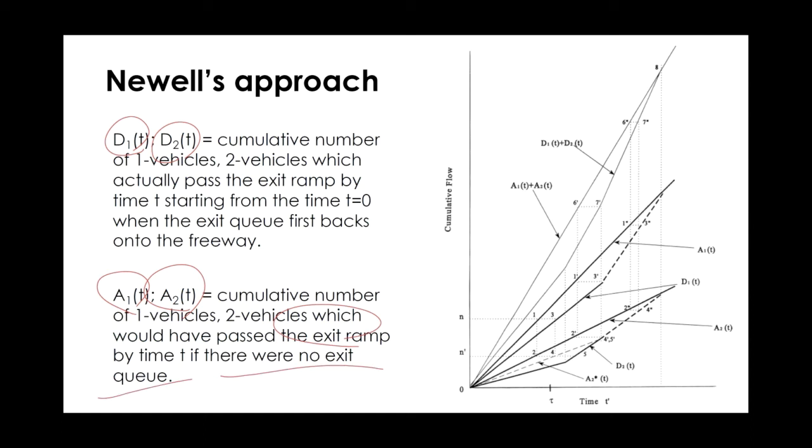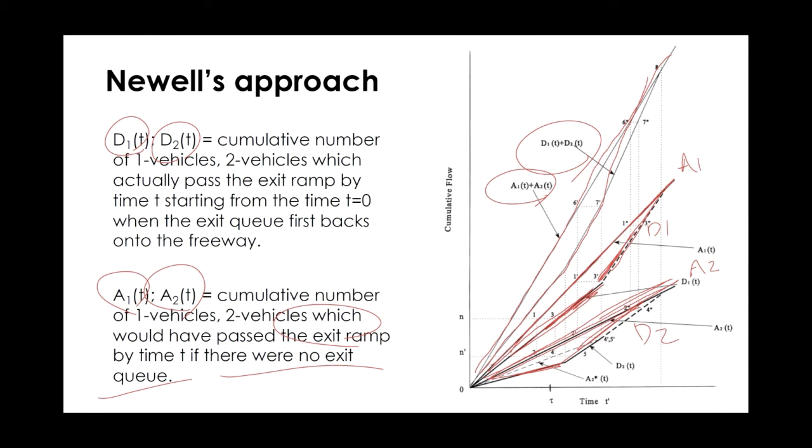Then you can see on this cumulative plot on the right that we have the arrival curve for vehicle type 1. We have the arrival curve of vehicle type 2 in this example. And then we can draw the departure curves of vehicle type 1 and vehicle type 2. If we sum these two curves up, we find another curve which we can call A1 plus A2 and another departure curve which is D1 plus D2, to be able to analyze how the whole diverge section works.